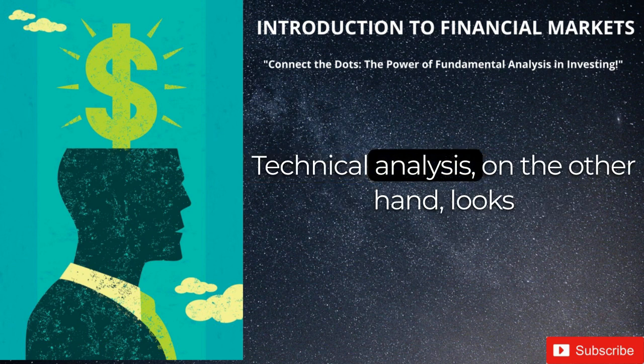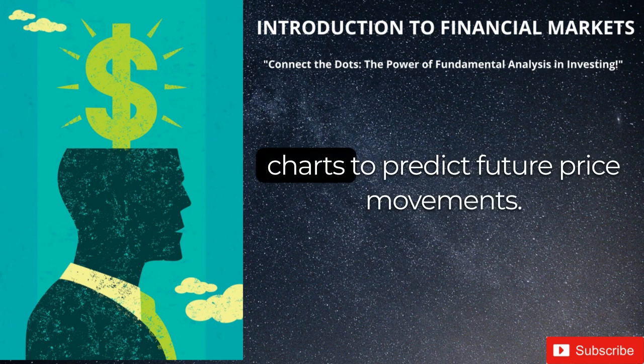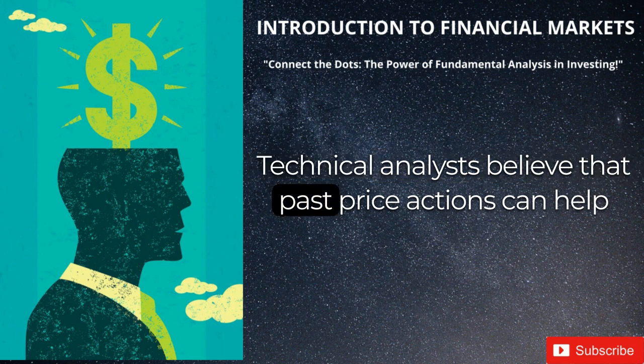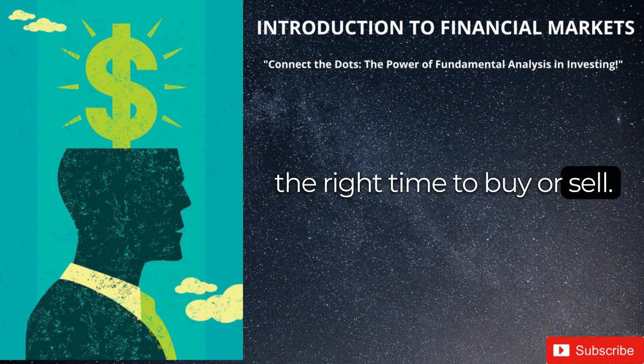Technical analysis, on the other hand, looks at price trends and patterns in stock charts to predict future price movements. Technical analysts believe that past price actions can help predict future behavior, so they focus on when is the right time to buy or sell.